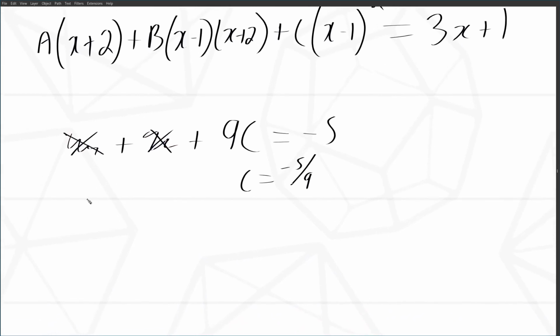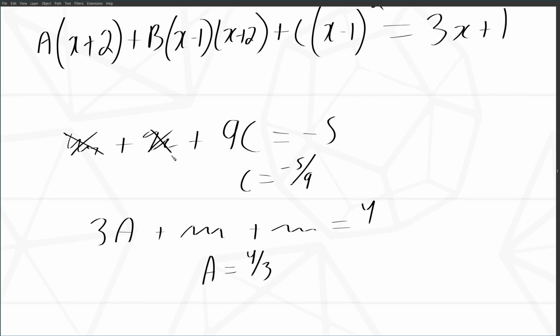Okay, if we do 1 instead, we're going to have 1 plus 2, 3a, plus some cancellation, doesn't matter. And then substitute x is equal to 1, it's equal to 4. So therefore, a is equal to 4/3. And now you may be asking, what about this one in the middle? There's not really anything we can do to cancel that one out.